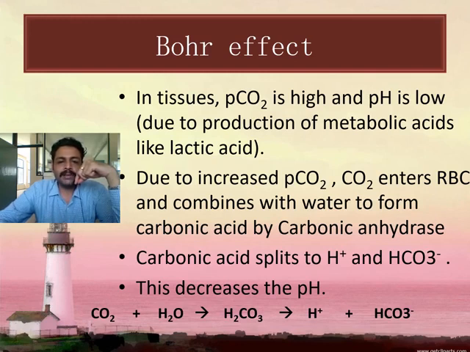Due to the increased PCO2, CO2 enters into the RBC and combines with water. So CO2 plus H2O inside the RBC becomes H2CO3. This H2CO3 is called carbonic acid. It breaks down into H+ plus HCO3-. So H+ is produced, and the acidity inside increases.